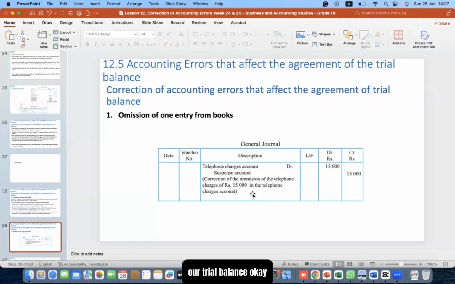So what happens in the trial balance? Initially, since the debit side was in deficit of 15,000, we created a suspense account and included 15,000 on the debit side. Now, after identifying the error, the suspense account that we debited earlier, because the debit side was short, we are crediting by 15,000, and the omitted entry we are passing to the right account, the telephone charges account. Did you understand this? Let me stop the recording and ask you.